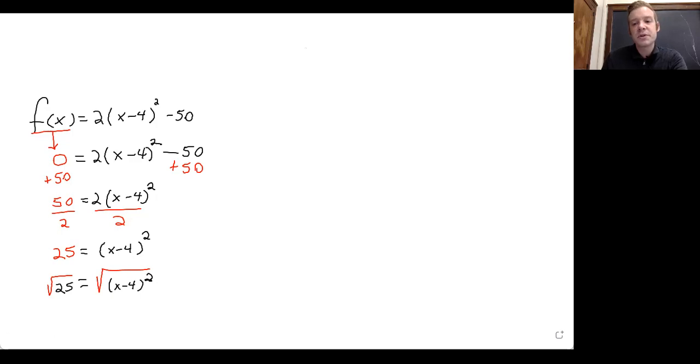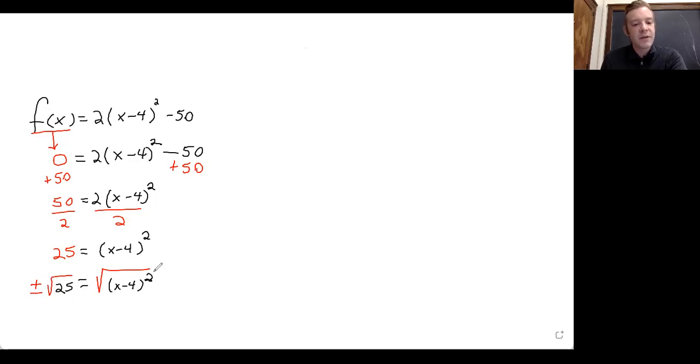However, the one additional detail is we need to have both the positive and the negative of the square root of 25. So we need both the positive and negative here. That's because positive 5 times positive 5 is 25. But also, negative 5 times negative 5 is also positive 25. So when we do our inverse operation here, when we take the square root of both sides of our equation, we need both the positive and the negative results here.